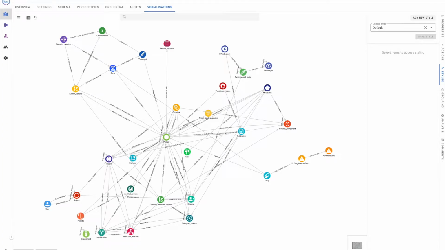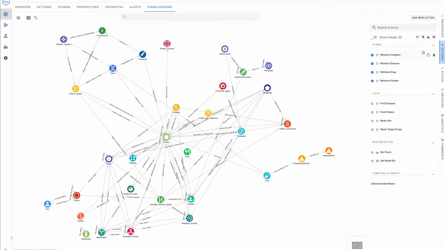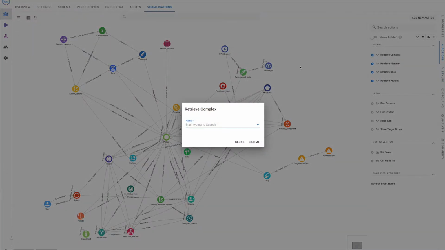Today we're going to be using the clinical knowledge graph, or CKG, to surface which proteins are most important within a given protein complex, and then see which biological processes are being impacted by those most influential proteins. And with that, let's dive right in. I'm going to start by looking up my complex in question.